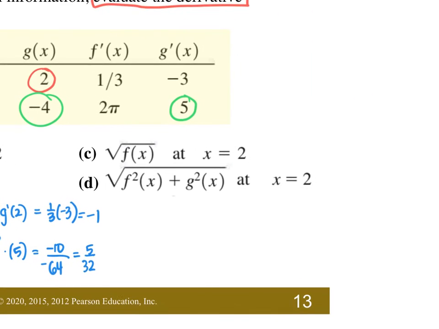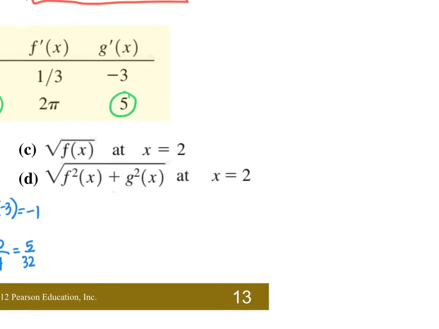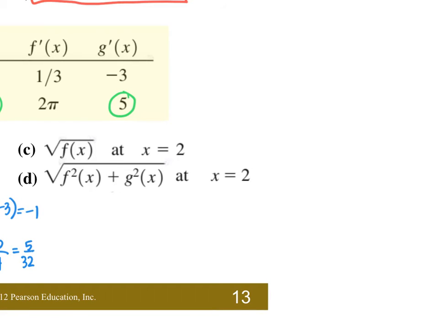Okay, moving on to letters C and D. For letter C, we're going to want to think of this as parentheses f of x to the half, so that we can write it as a power and then apply the chain rule from the outside in. All right, so we'll do part C.